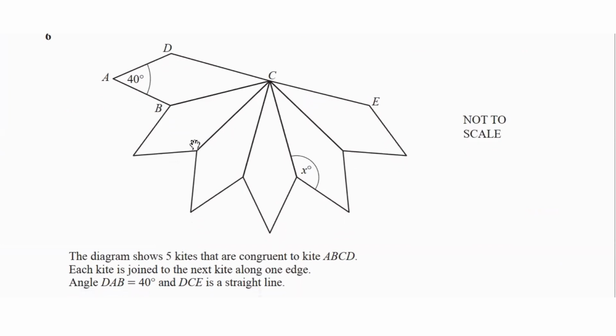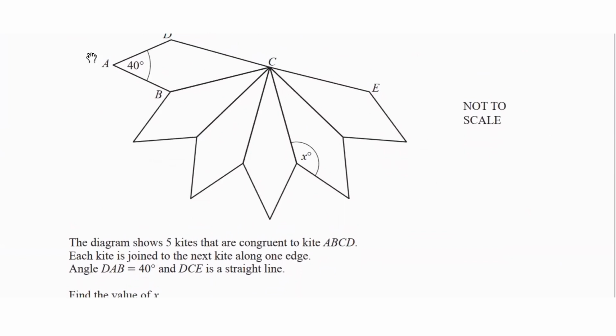Question 6 says, the diagram shows 5 kites that are congruent to kite ABCD. Each kite is joined to the next kite along one edge. Angle DAB is 40 degrees. DCE is a straight line. Find the value of x.